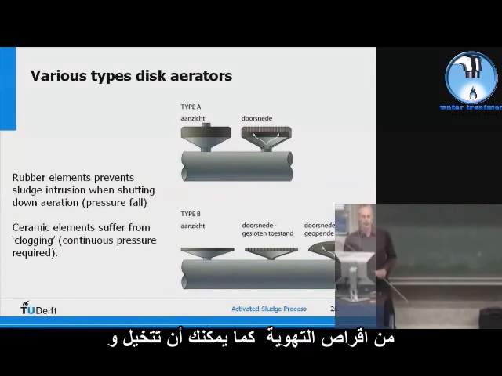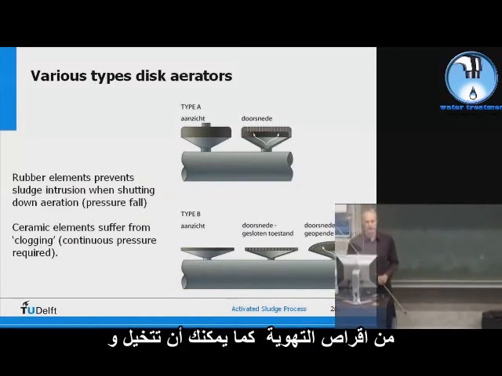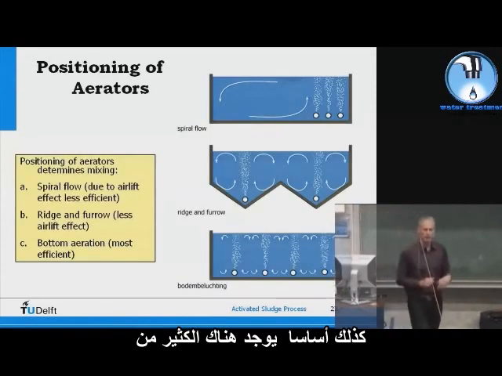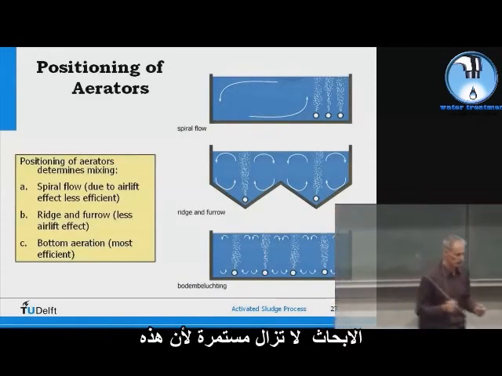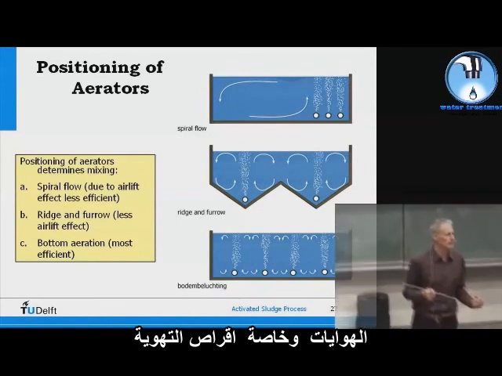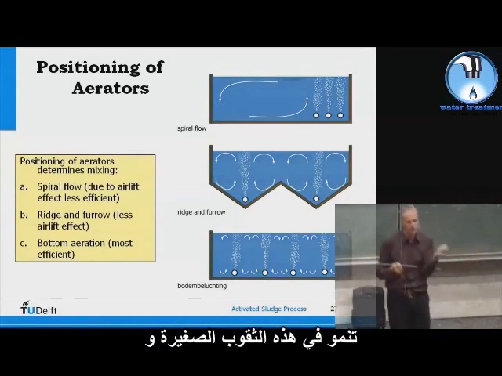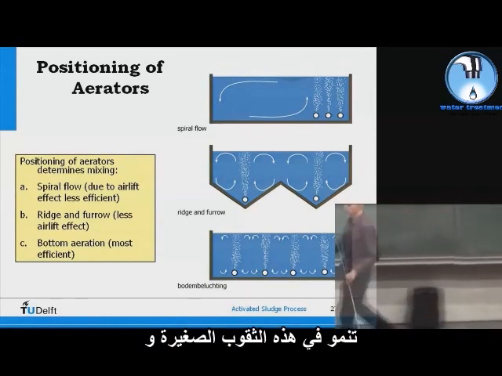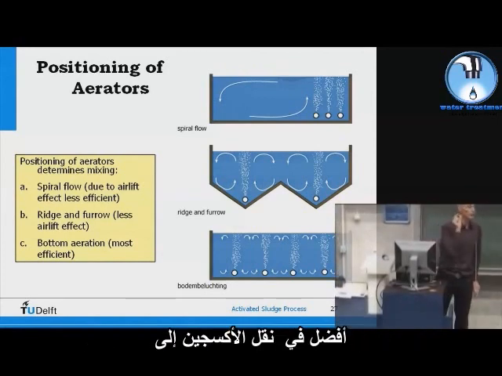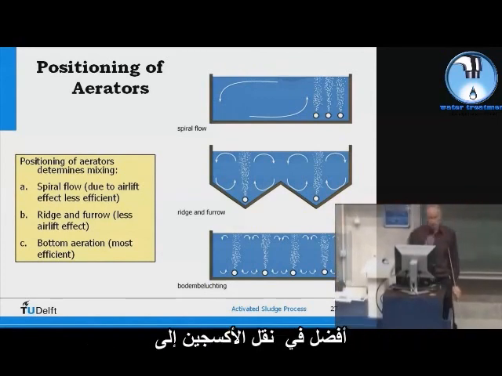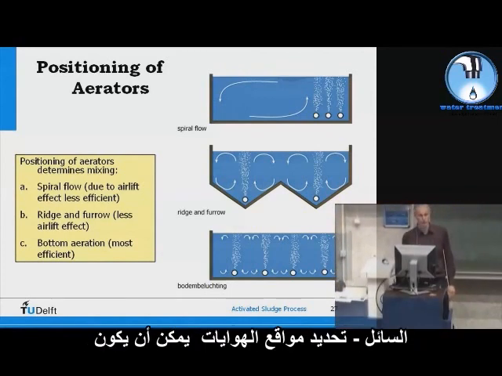Yeah, so there are several types of disc aerators, as you can imagine. And mainly there's a lot of research still going on because these aerators, especially these disc aerators, these diffusers, tend to clog. Bacteria grow in these small holes. And the smaller the bubble, the better, of course. The better the transfer of oxygen to the liquid.